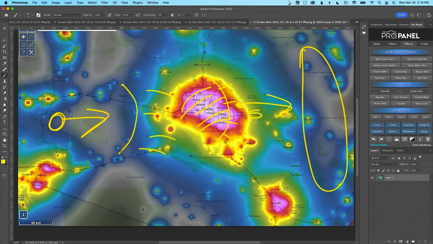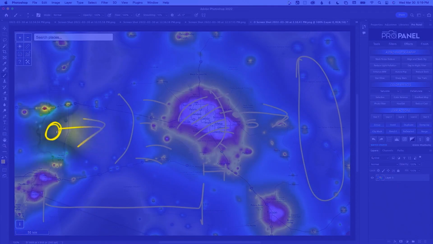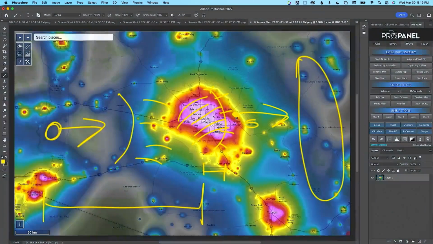But again, because we're so far away from it, if you look at this distance from here to here versus this distance, there's a lot of difference between how far we were away from the light pollution on one side and how close we were to the light pollution on the other side. And that's where you can really see over here, we're so far away from the light pollution, and here we're actually in the thick of the light pollution.